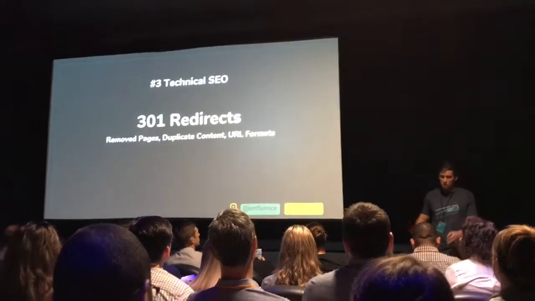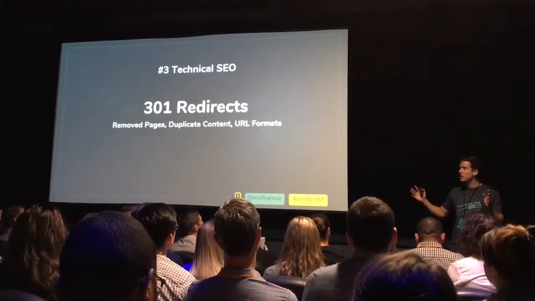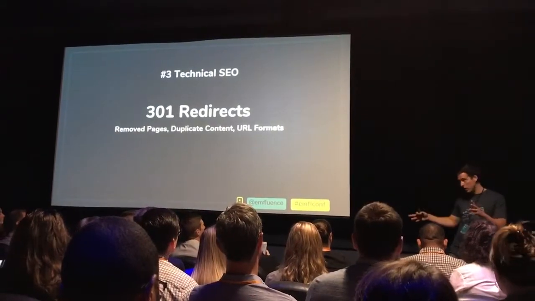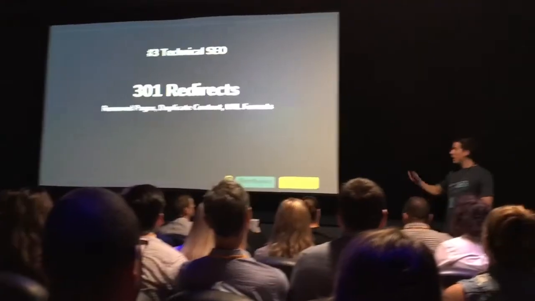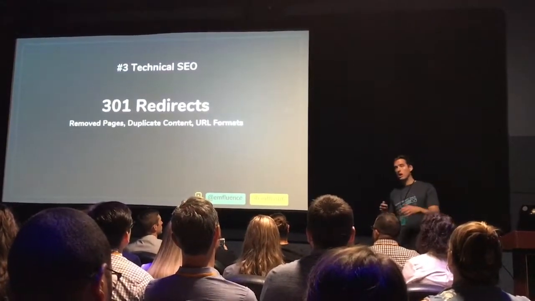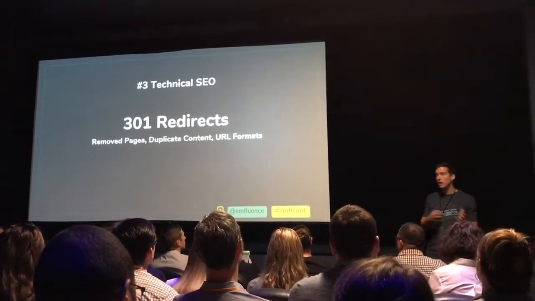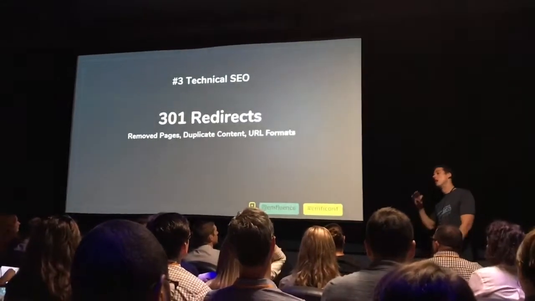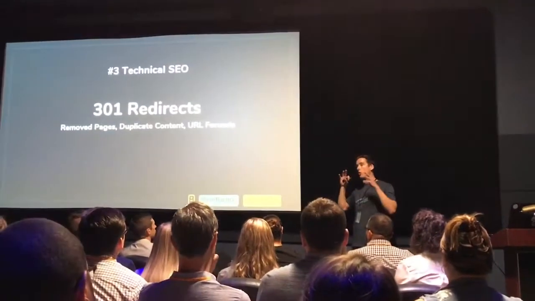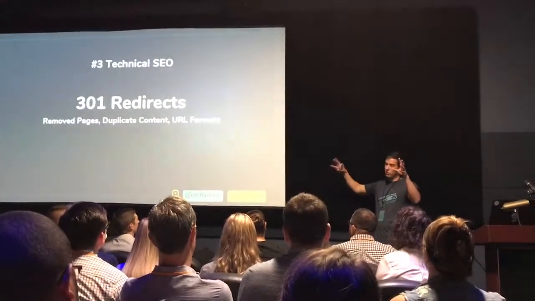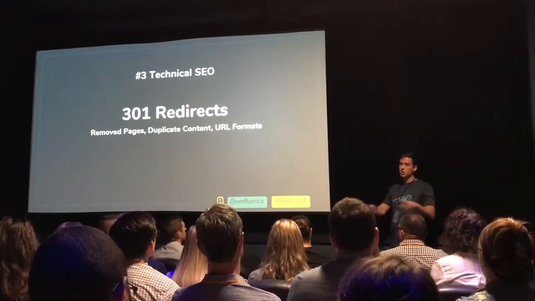Duplicate content's another big one. If you have the same exact content living at two different locations, make sure you 301 redirect one location to another, the one location that you actually want ranking in the search engines. And the URL formats we talked about earlier, non-www versus www, trailing slash versus non-trailing slash, HTTP versus HTTPS, or lowercase and capital: make sure you 301 redirect all other URL formats to your one primary format. That way you're not diluting your ranking potential among two different locations.